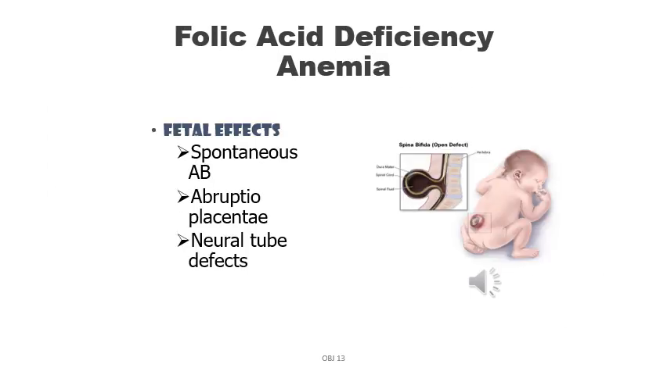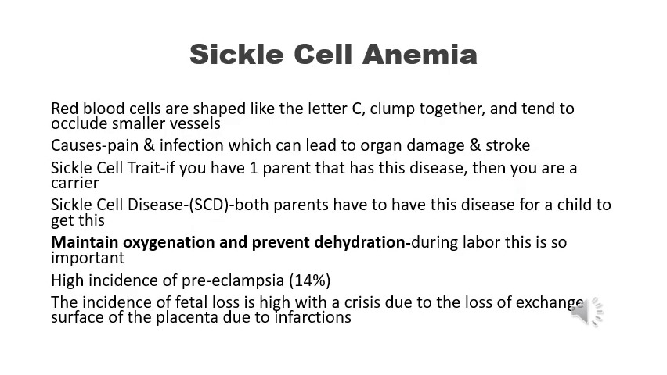So fetal effects of the folic acid deficiency anemia. Lots of times they might just end up in a spontaneous AB or a miscarriage, an abruption, or the fetus might have the neural tube defect, as you can see a picture of right here. Next we'll talk about sickle cell anemia. With sickle cell, you have red blood cells that are shaped like the letter C. They clump together and tend to occlude smaller vessels. It causes pain and infection, which can lead to organ damage and stroke.